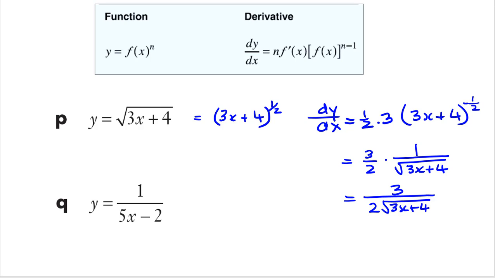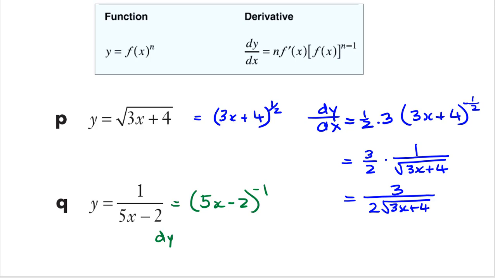For Q, I'll just change my pen colour here. For Q, it's written as a fraction. Now, there's a rule called the quotient rule we'll look at in a couple of lessons. You wouldn't use it on this, but you do use the quotient rule for fractions. But for this one here, first thing we're going to do is change it back into this form. What power will we put here? Well, if you guess minus 1, you'd be correct.